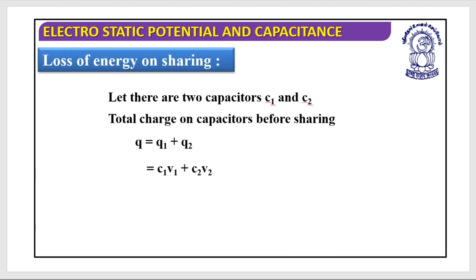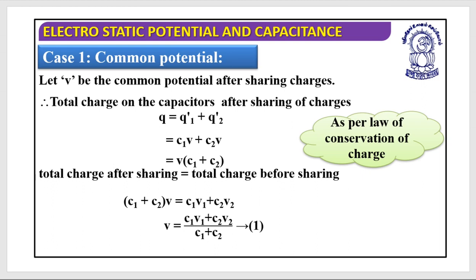Now, loss of energy on sharing. Let us have two capacitors C1 and C2, and the total charge on them is Q equals Q1 plus Q2. This can be written as C1 V1 plus C2 V2. I hope this is clear. So, what is the common potential?